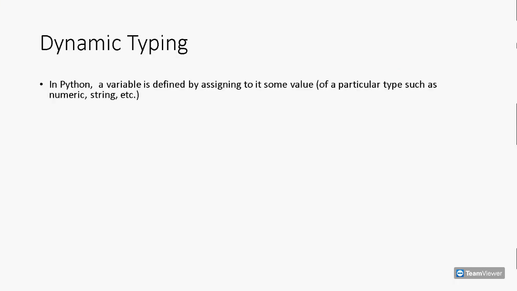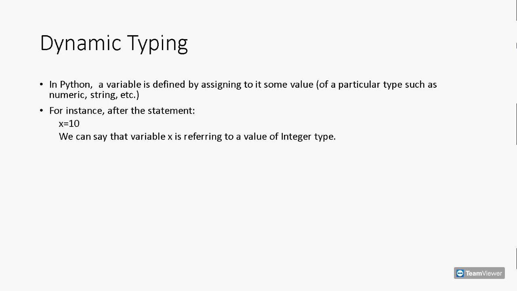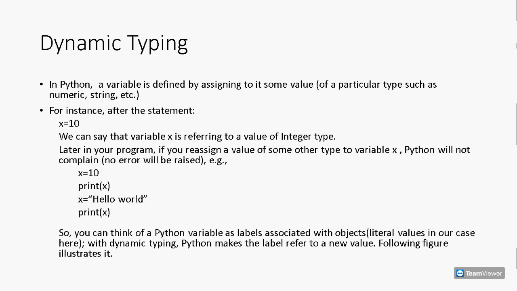The next topic is dynamic typing. We already know that in Python, a variable is defined by assigning a value to it of a particular type such as numeric, string, etc. For instance, after the statement x = 10, we can say that the variable x is referring to a value of integer type. Later in our program, if we reassign a value of some other type to variable x, Python will not complain. That is, no error will be raised.